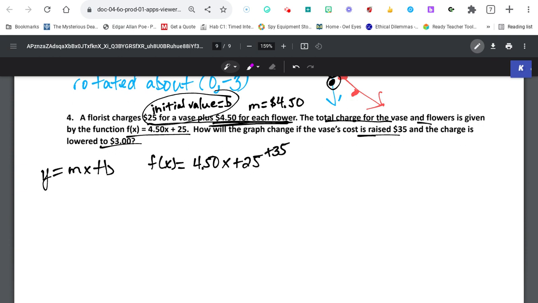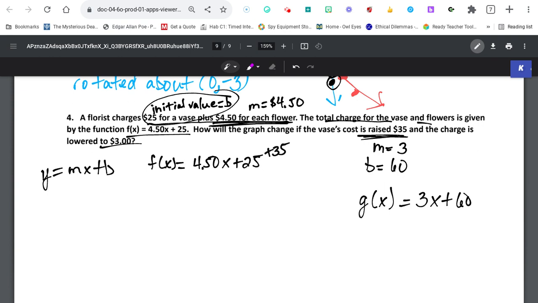And then the charge is lowered to $3. So I already know b is going to go from 25 to 60, because that's what happens if you raise something $35 and it was originally 25. And this is going to be g of x, the new one. And the slope is lowered to $3. In other words, instead of $4.50 for each flower, it's going to be $3 for each flower. So g of x equals 3x plus 60.